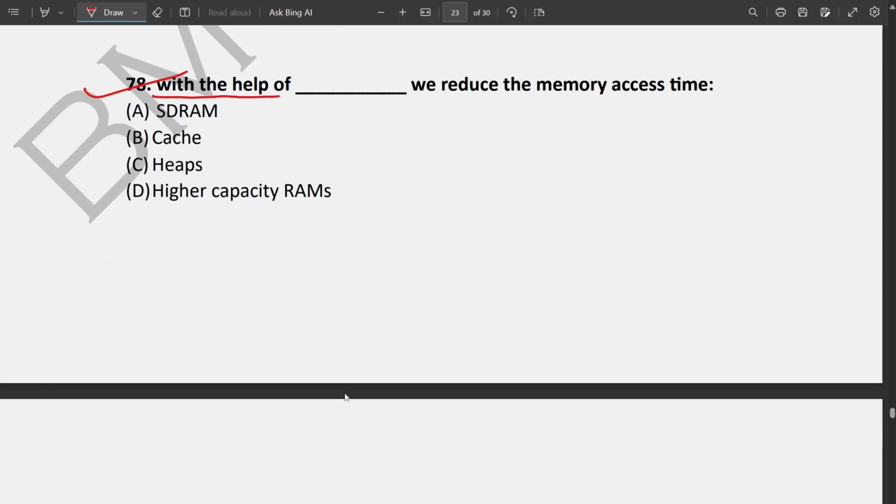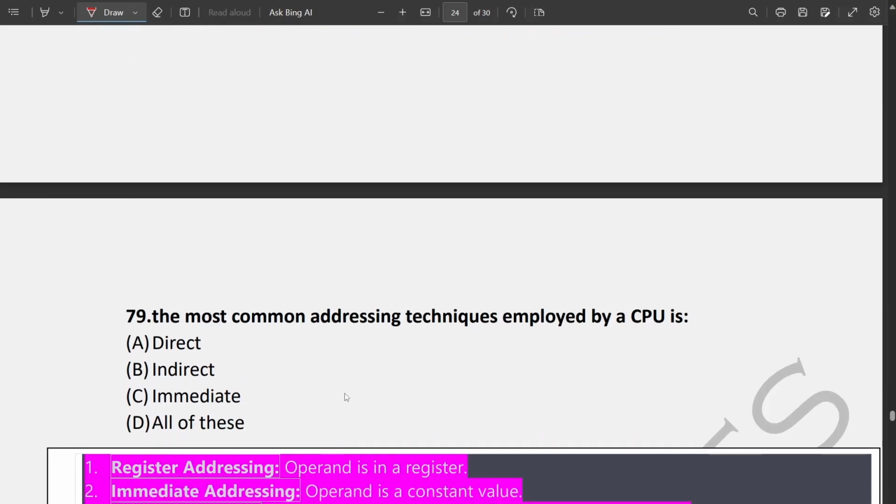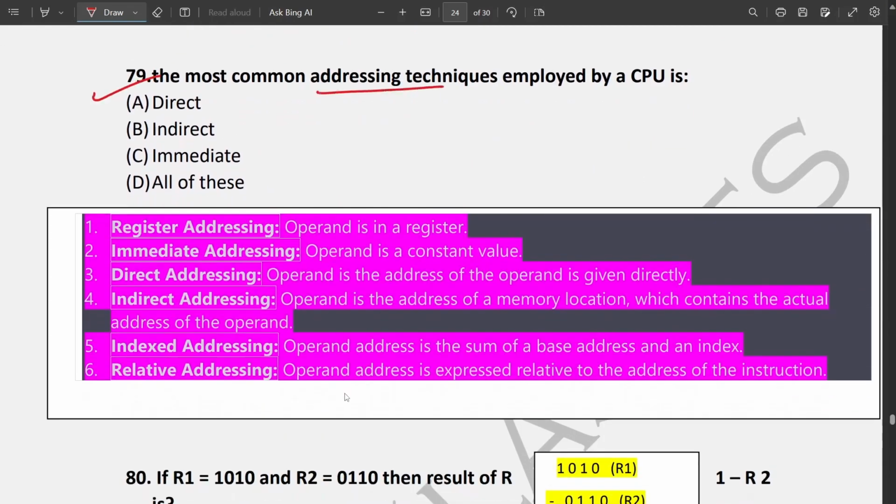Next, 78. With the help of what do we reduce the memory access time? We discussed this. The cache memory is the fastest memory which reduces time. The answer will be cache memory. Option number B. Next. The most common addressing technique employed by a CPU.